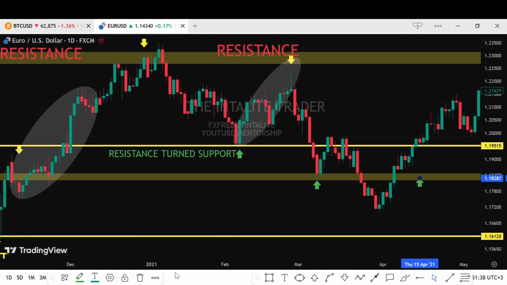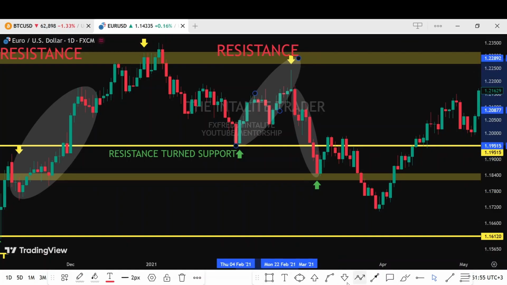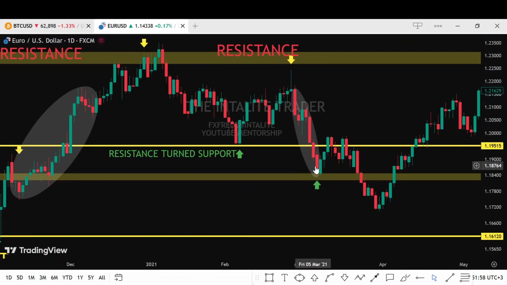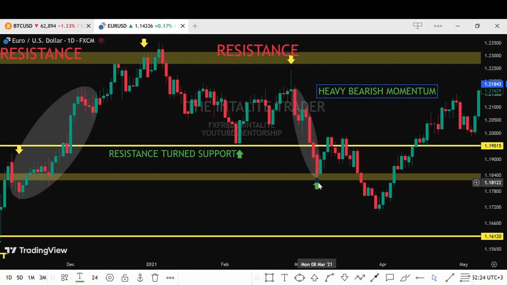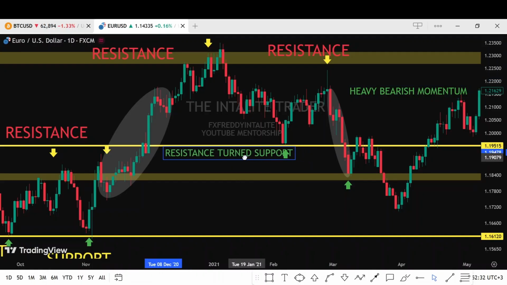And because we traded below this support level now, and we have this move down, this one is called a heavy breakout momentum. So we shall say we are in a heavy bearish momentum. This one shows us we're in heavy bearish momentum. This move broke this support, because previously it was resistance, it turned into support. Now we are using it as a support level.